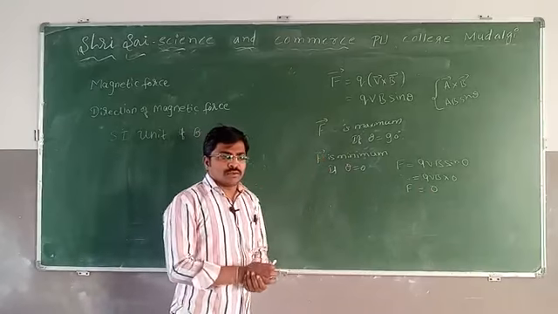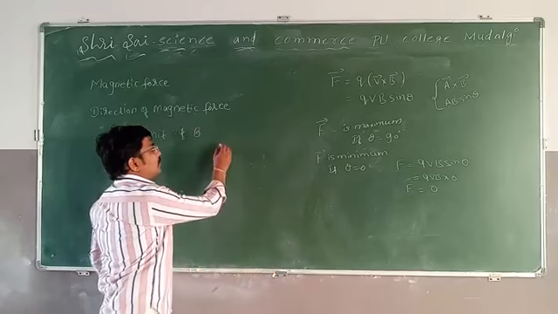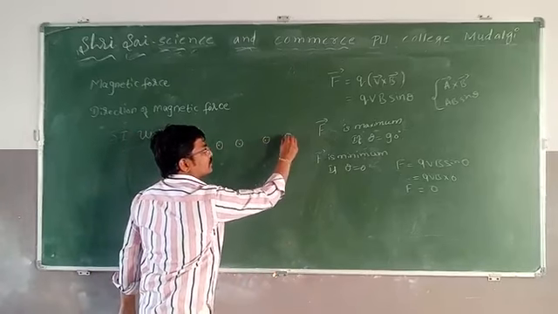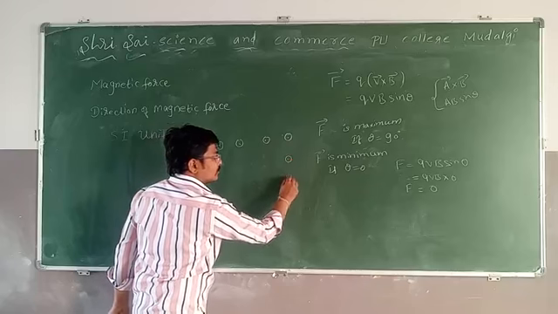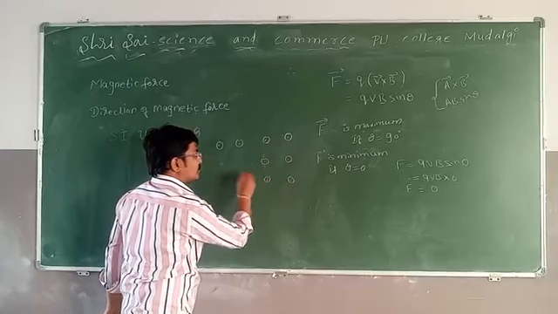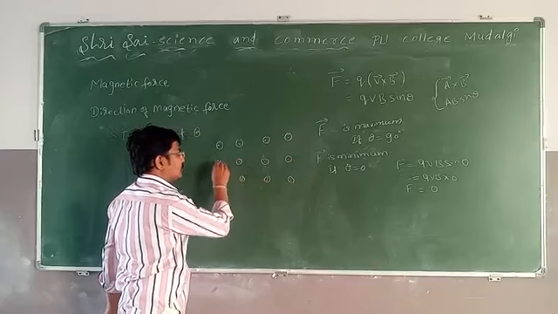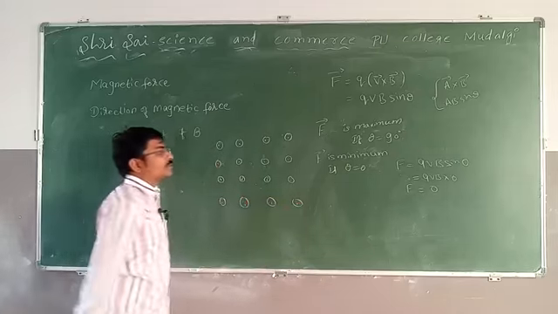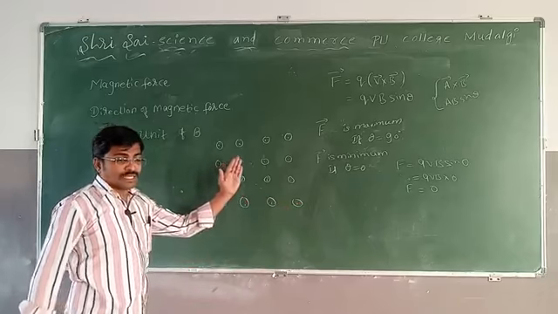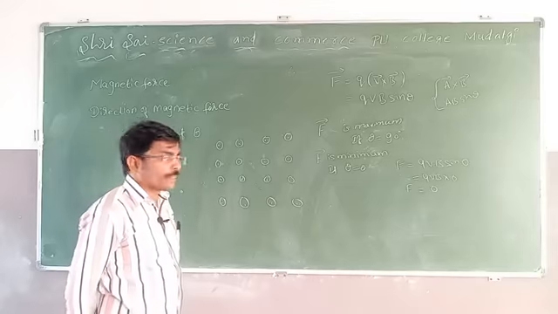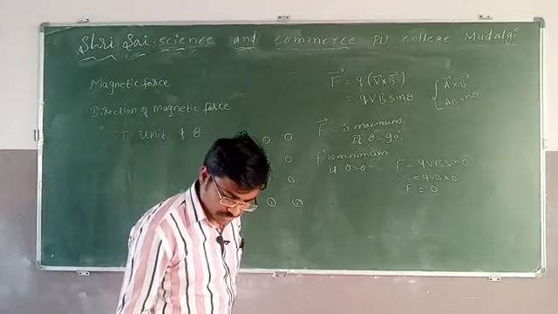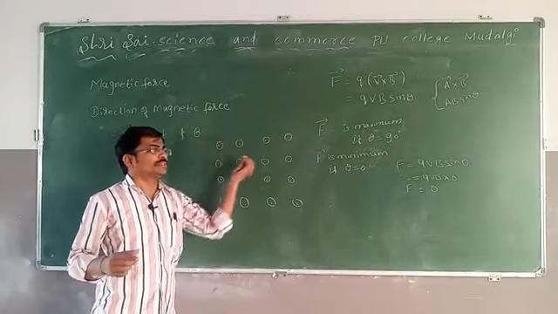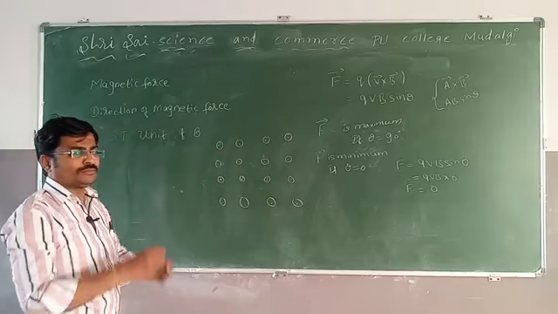To make the concept clearer, I'll explain how it is. Yesterday I had drawn one diagram. I have shown the magnetic field like this. Which direction is the magnetic field in? It is coming out from the board. Fine, it is coming out from the board in this direction.